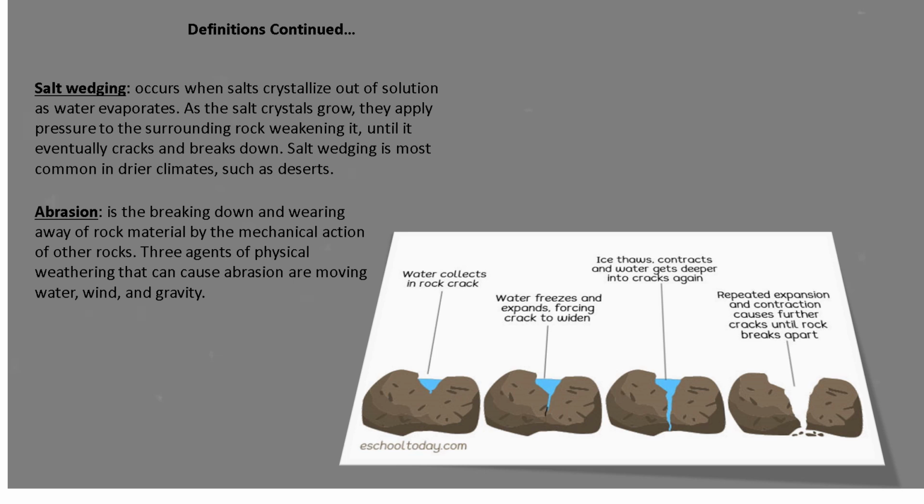Salt wedging occurs when salts crystallize out of solution as water evaporates. As the salt crystals grow, they apply pressure to the surrounding rock, weakening it until it eventually cracks and breaks down. Salt wedging is most common in drier climates, such as deserts. Abrasion is the breaking down and wearing away of rock material by the mechanical action of other rocks. Three agents of physical weathering that can cause abrasion are moving water, wind, and gravity.